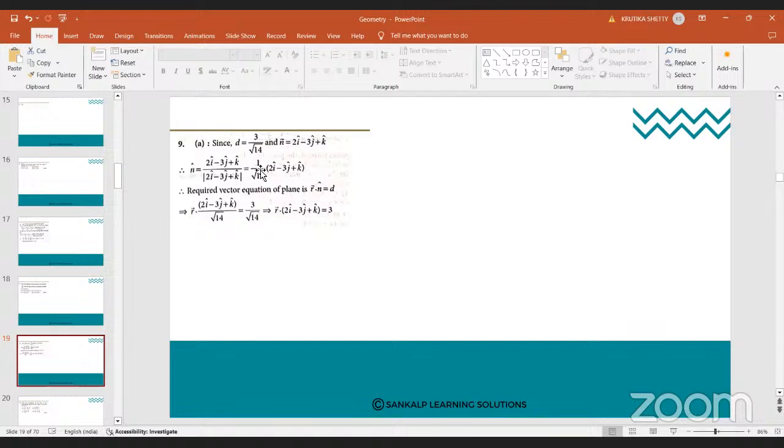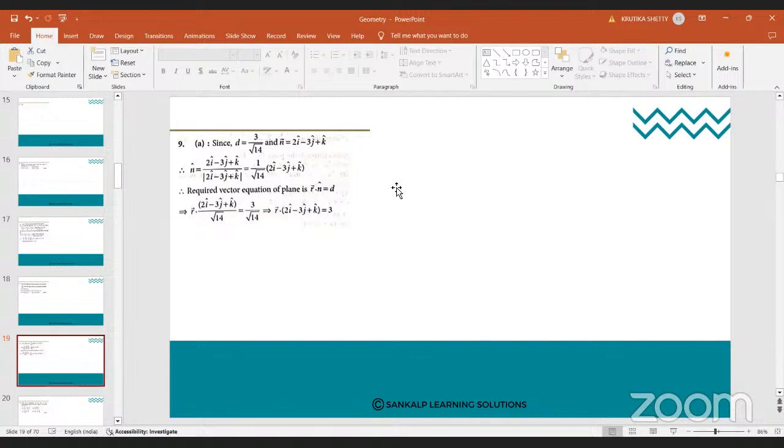So n cap will be equal to 1 upon root 14 times (2 i cap minus 3 j cap plus k cap). So the required equation: r dot n cap is equal to d, the normal form of the plane. When we substitute r as x, y, z, and n cap as calculated, and d is 3 upon root 14, root 14 will cancel off. So the equation will be r dot (2 i cap minus 3 j cap plus k cap) is equal to 3. So option A is the right option.